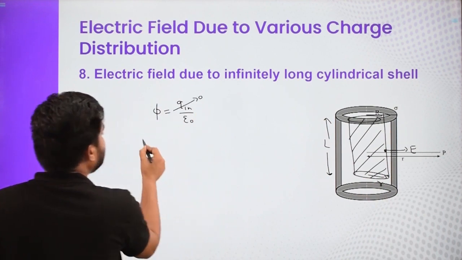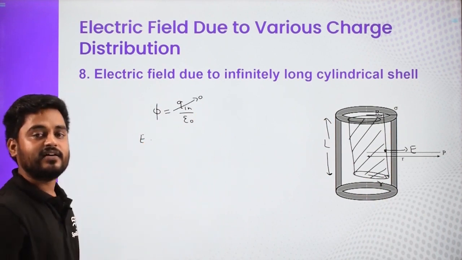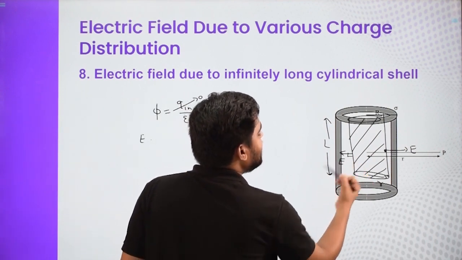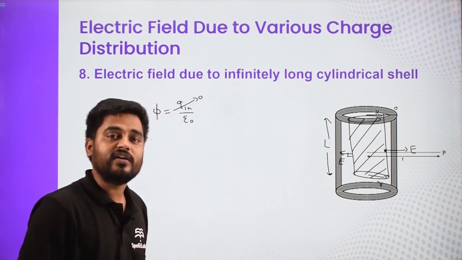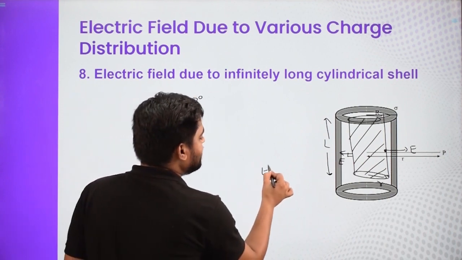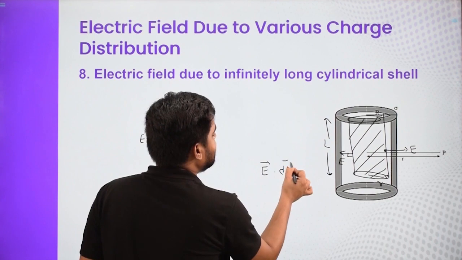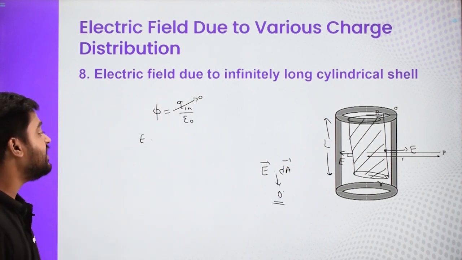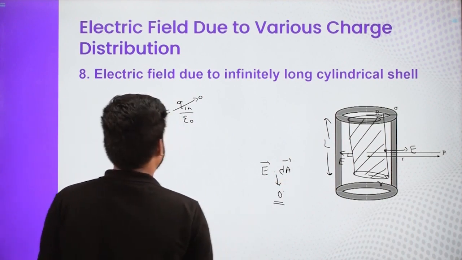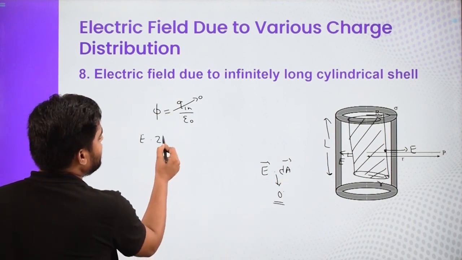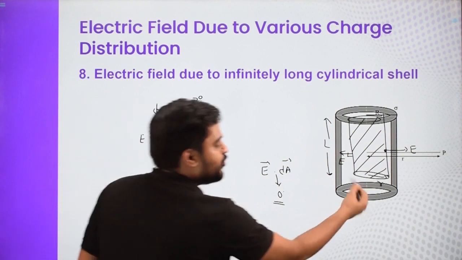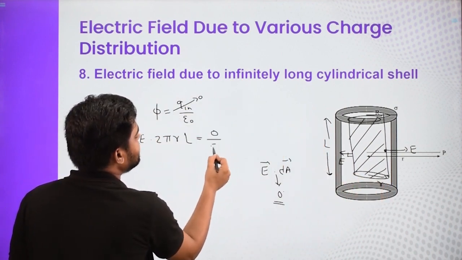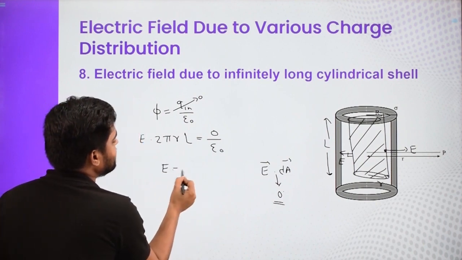And if Q in is 0, then it will be what? E times area, because E is already perpendicular. Due to symmetry, we can say that E will be perpendicular to the surface, so the angle between the E vector and the small area vector is going to be 0 degrees, because the area vector is also perpendicular to the surface. So this is going to be cos 0. So E into the total surface area, which is 2 pi r into L, gives me Q in, which is 0, by epsilon naught, and that leaves me E equal to 0.